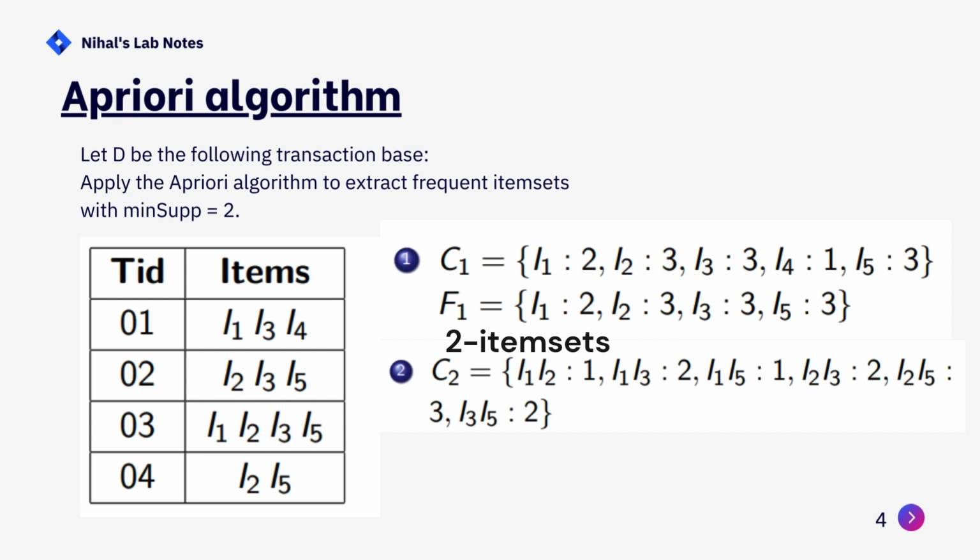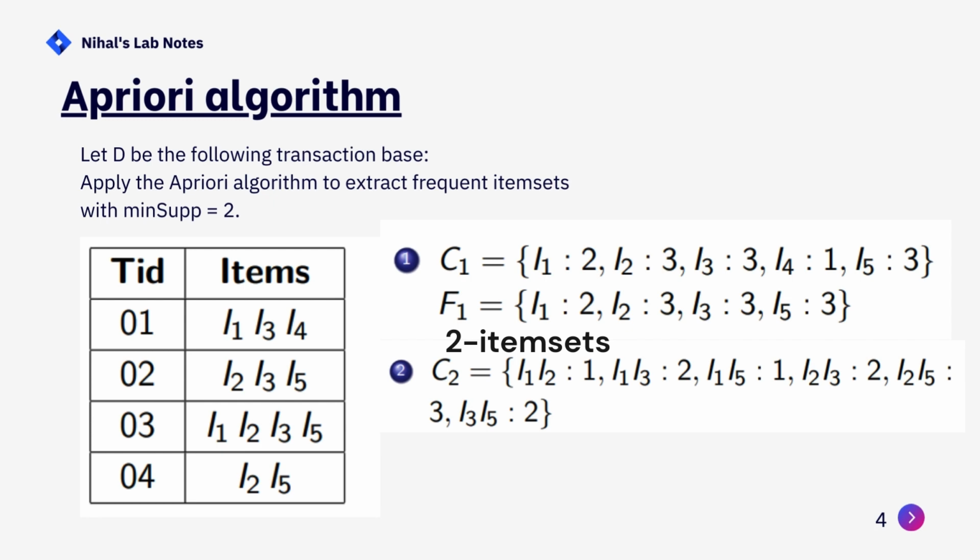Let's see the support of I1 and I2. For the first transaction, we don't have I1 and I2. The second also not. In the third transaction, we have I1 and I2. In the fourth, we don't have. So the support of I1 and I2 is equal to 1. Then for I1 and I3, we have them in transaction number 1 and transaction number 3, so the support is equal to 2.